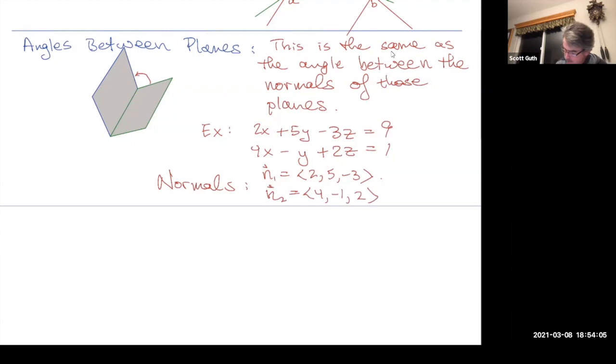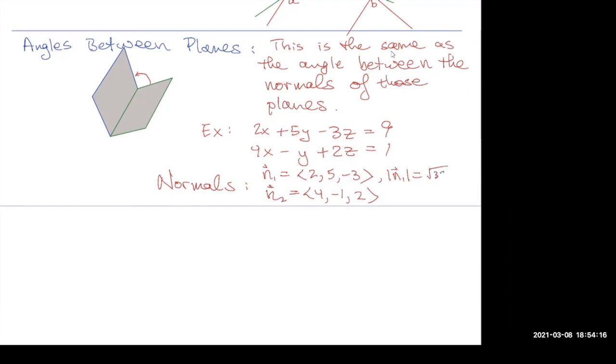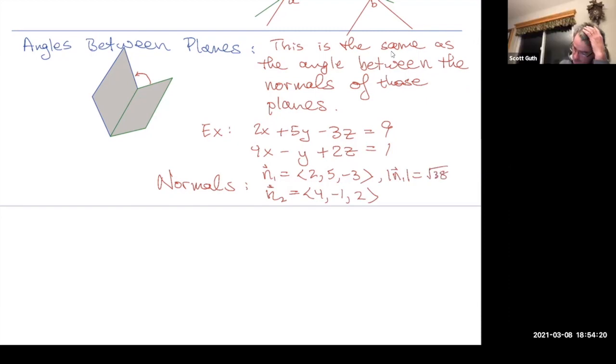And maybe the magnitude of N1 would be, let's see, 25, 29, and 9. I think it's the square root of 38. I'll double check here, 4 and 25 is 29, and 9 is 38. Okay, and then the magnitude of N2 is 16, 17, 20, square root of 21.